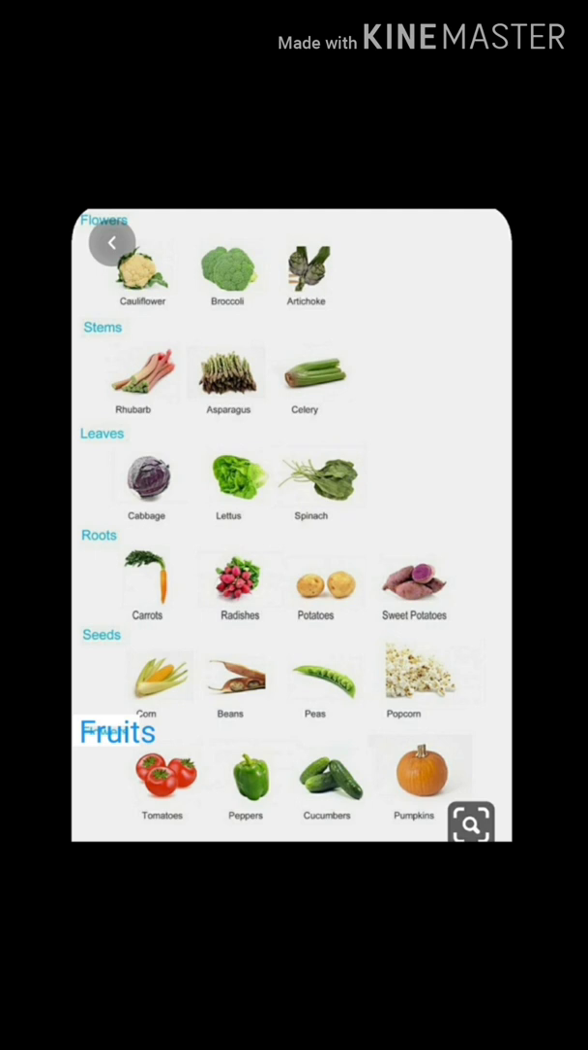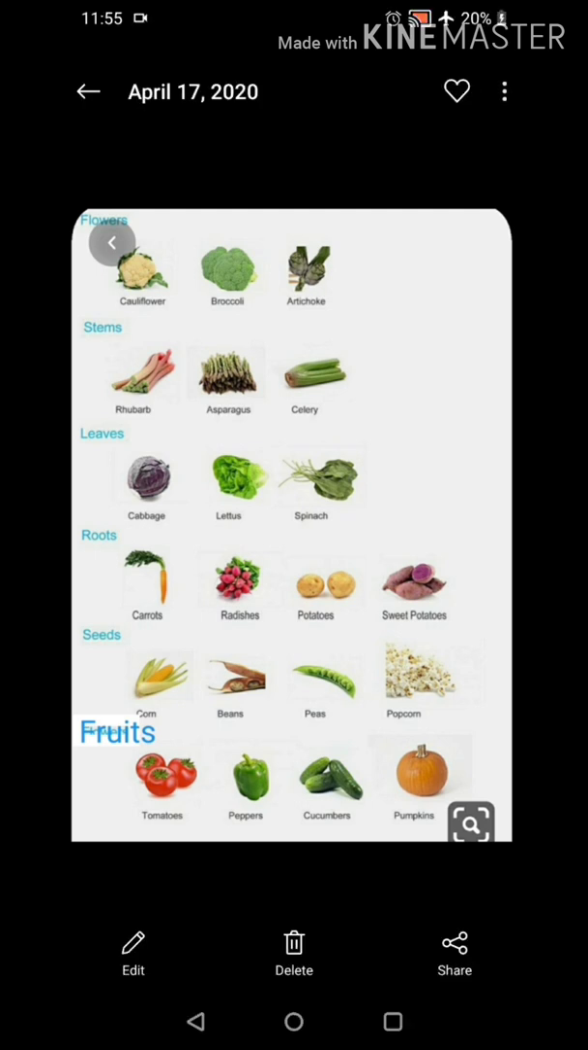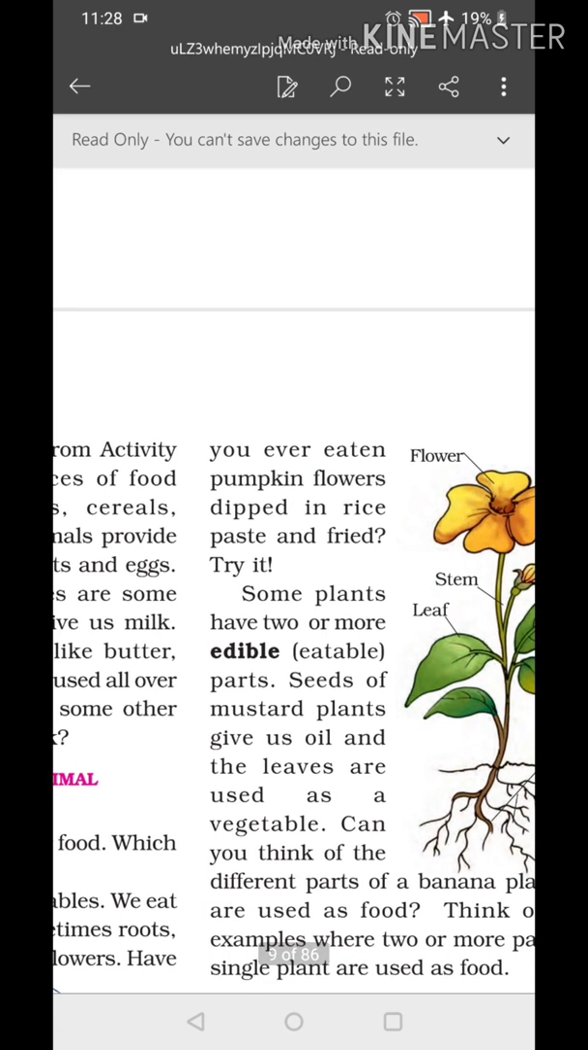Now students, remember, we eat only some parts of plants because all plants are not edible, as some may be poisonous. So this is how we know that some plants have two or more edible parts.